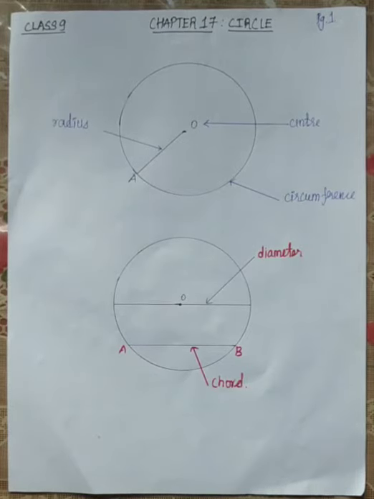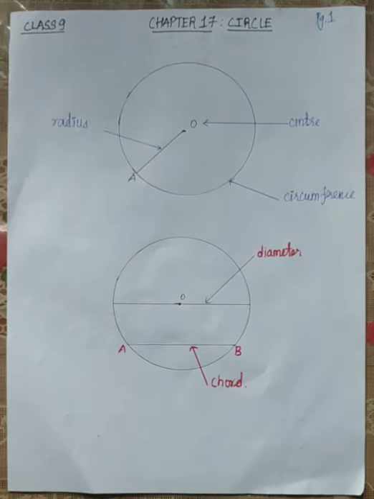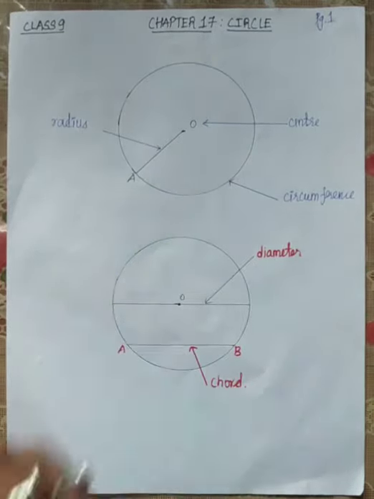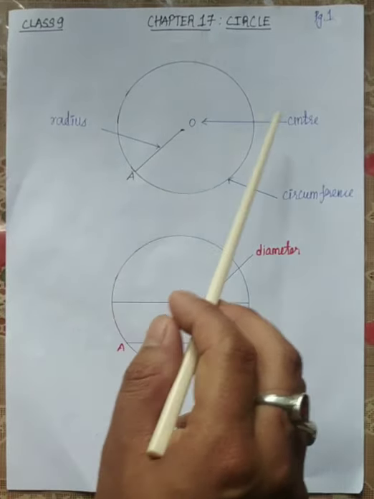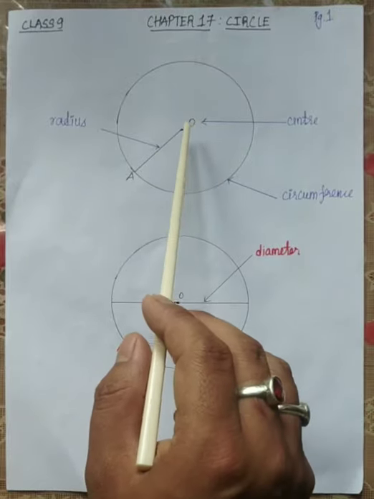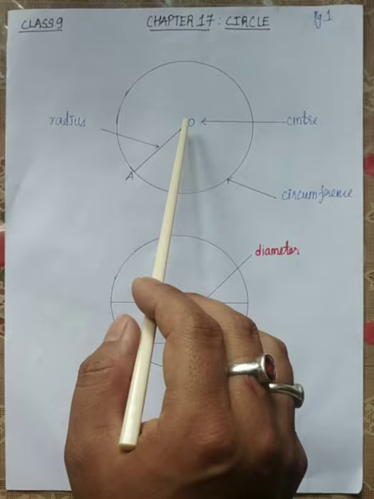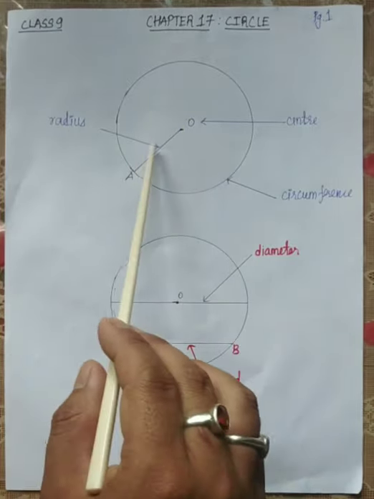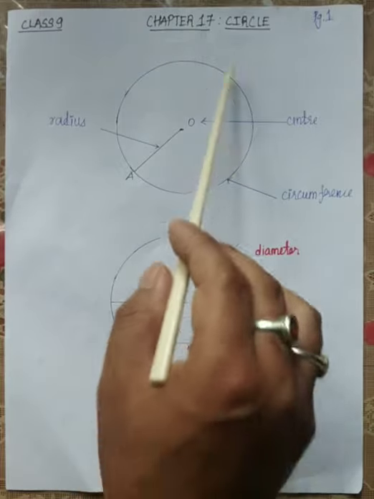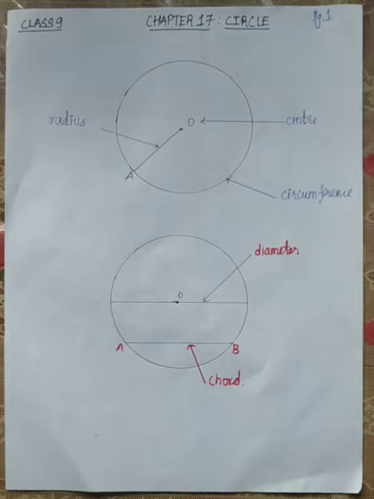So this video is based on chapter number 17, circles. Basically we know the shape of a circle, and exactly at the center, this point O is called the center of the circle. If I draw a line from the center to its circumference, let's say EO, this is called the radius. The perimeter or the boundary of the circle is known as the circumference of the circle. So three things out here: center, radius, circumference.